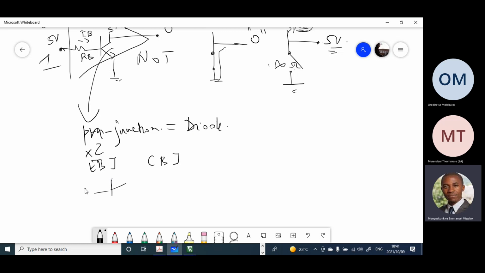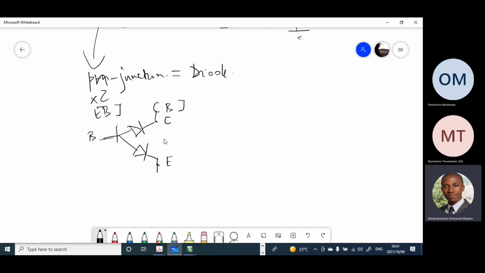Because from the base, let's say NPN in this case, to the collector, you're actually having a diode in reality. And from the base to the emitter, you're also having another diode. In the case of an NPN, it will be like that. In a PNP, it will be the other way around, meaning you have a diode facing the other way. So that's one layer of hardware design of a memory cell.